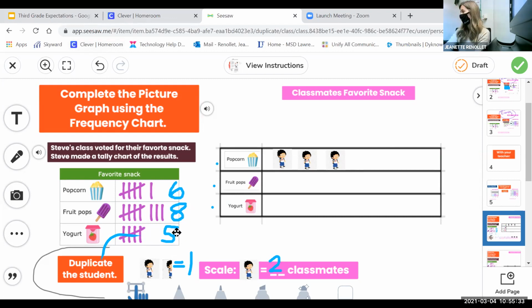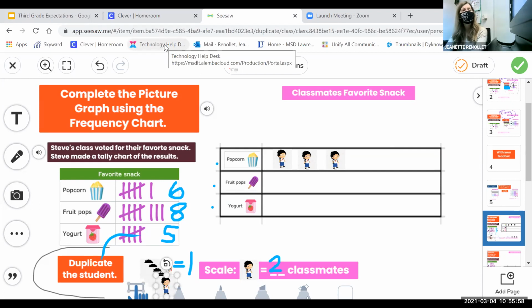You may copy on your graph, show the same thing. Copy and paste them or duplicate them and show your popcorn results. So whole classmate equals 2. Okay, Maberly, how many students said Fruit Pops were their favorite snack?